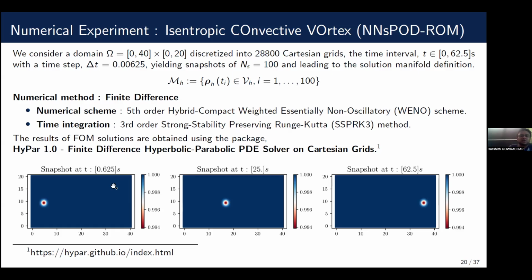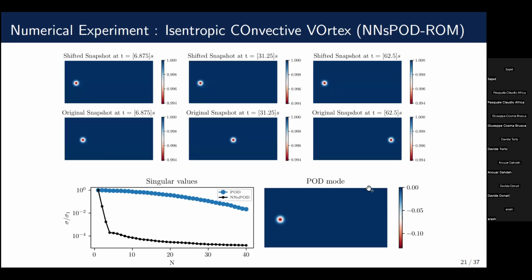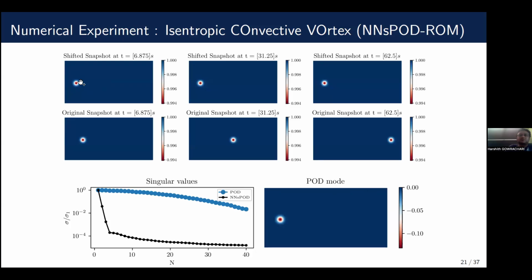So these are the snapshots. I'm showing a few snapshots at times 0, 6 and 25, and this is how the vortex evolves over time. I'm just showing 3 time instances. And this is after doing the shifted POD approach, where you can see the vortex is always in the reference configuration, and I'm comparing with the original snapshot.